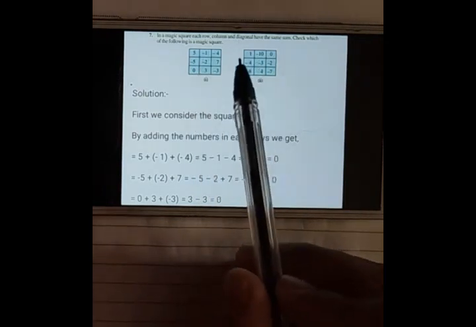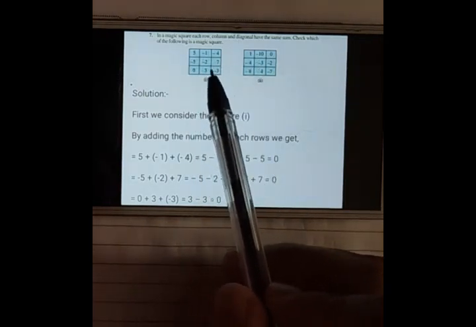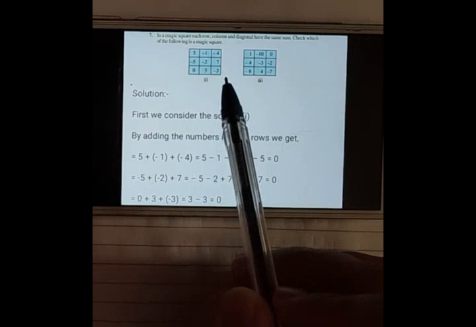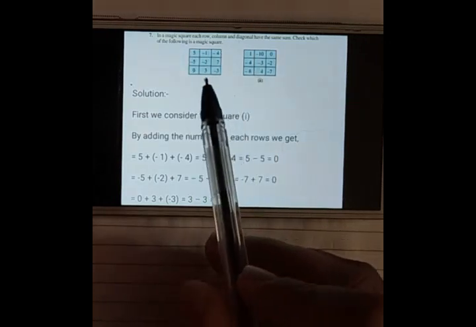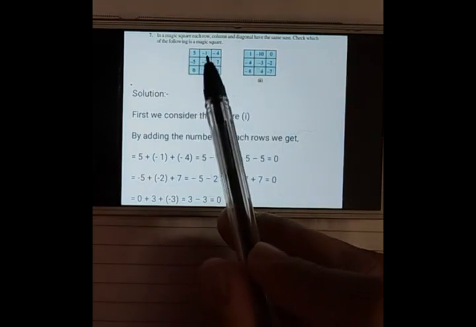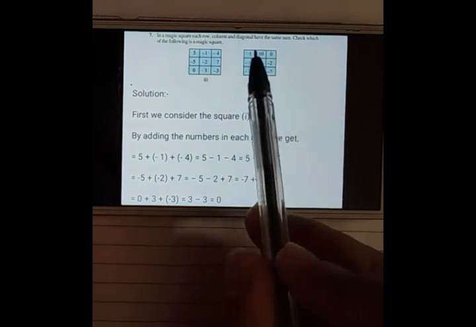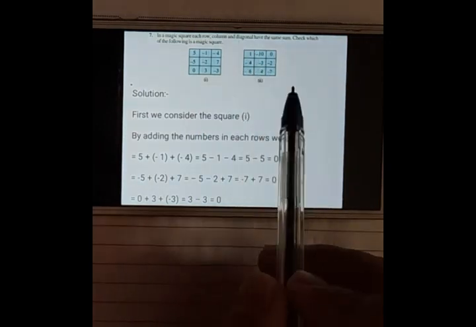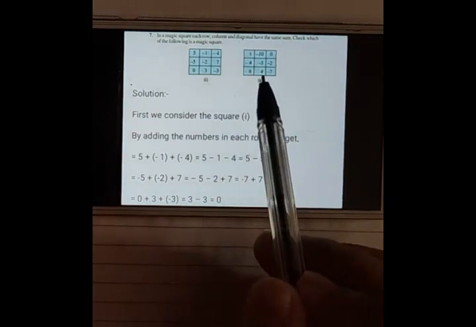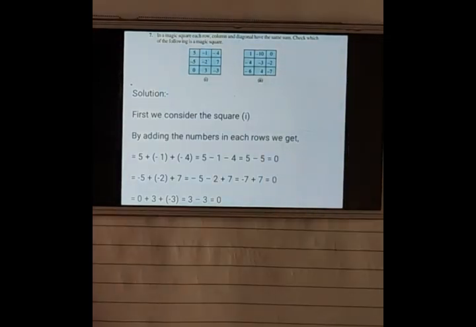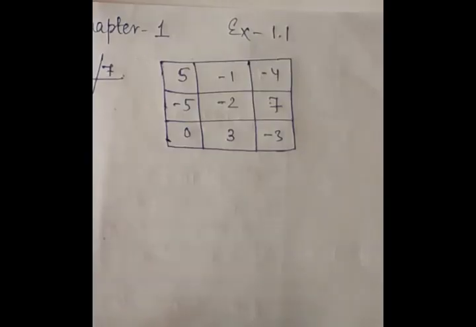Over here also, if in any number, if any side, diagonal or row, you are getting a different number, that will not be considered as your magic square. In every row, every column and every diagonal you should get the same number. Okay, so let us solve this.